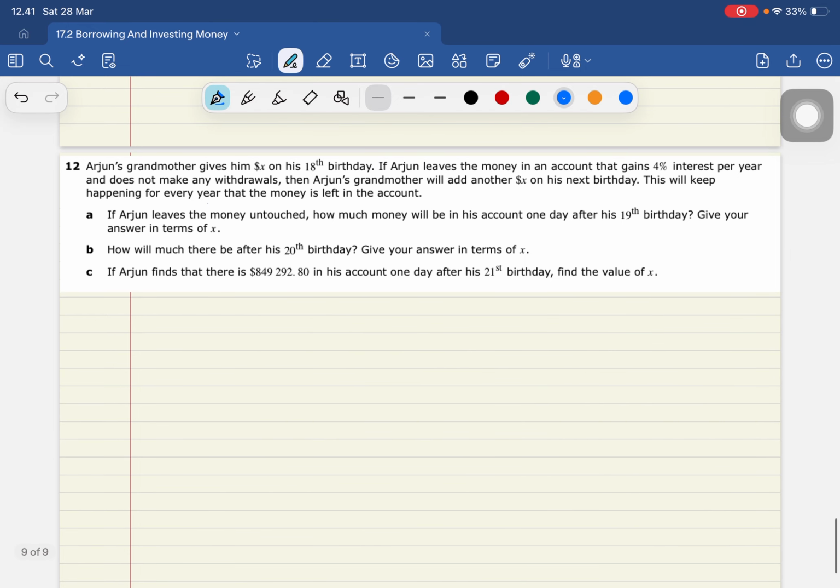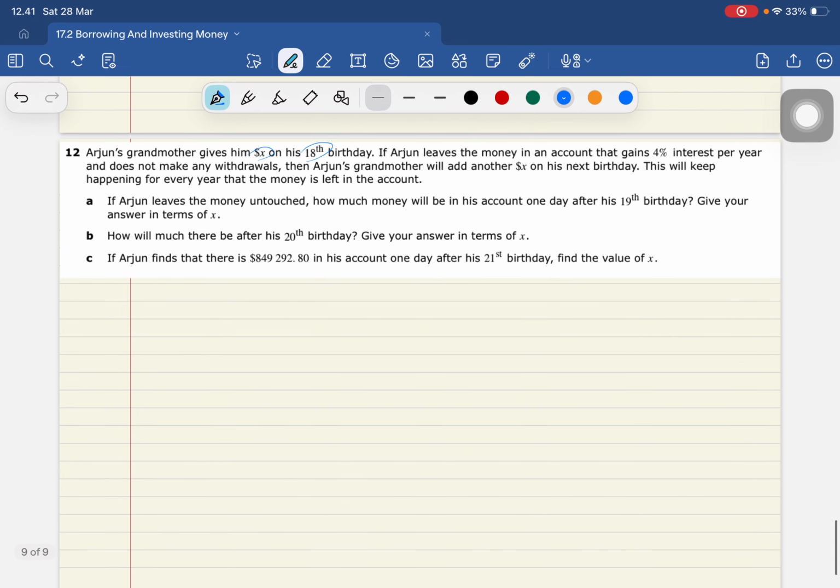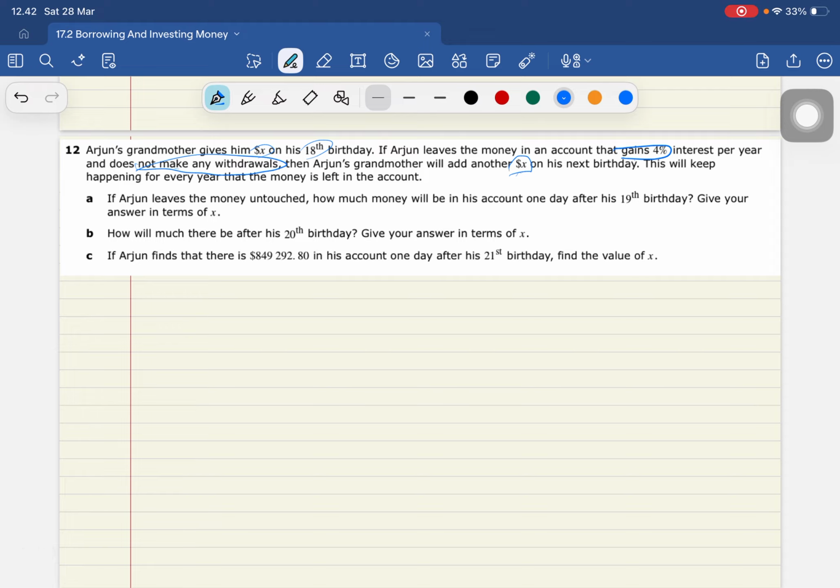Okay, next is the last question. Arjun's grandmother gives him X dollars on his 18th birthday. If Arjun keeps the money in an account and gains interest per year and does not make any withdrawal, then Arjun's grandmother will add another X dollars on his next birthday. This will keep happening for every year that the money is left in the account. So we can write it: this is the initial payment, X dollars.